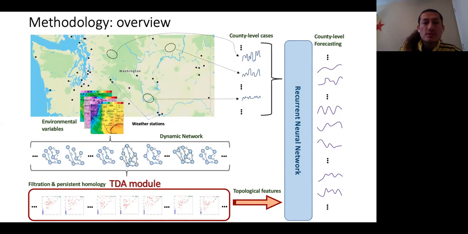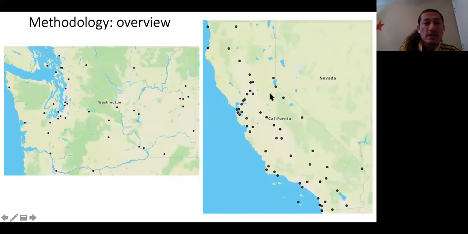We summarize the persistent topological features on each graph, here below in the TDA model, using a Vietoris-Rips complex, and we are using topological features of 0, 1, and 2 dimensions. It means that we are able to detect connected components, holes, and voids on the dynamic network. In particular, for this recurrent neural network, we are using a well-known LSTM. And after the training step, we are able to get this county level forecasting for the test period.